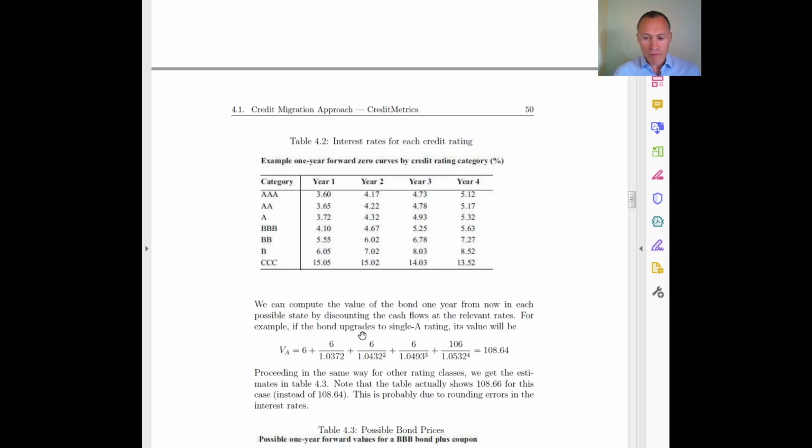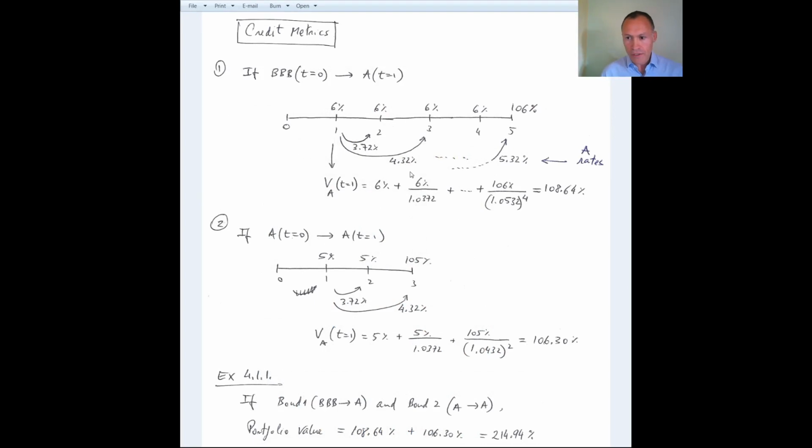So for example, if the bond that is now BBB upgrades to single A at the end of the year, the value that the bond will have at the end of the year is given by this, right? So let me just open a figure here just to make this clear. The case that we are looking at is we have this bond that starts at BBB today, and it's going to jump to A after 1 year.